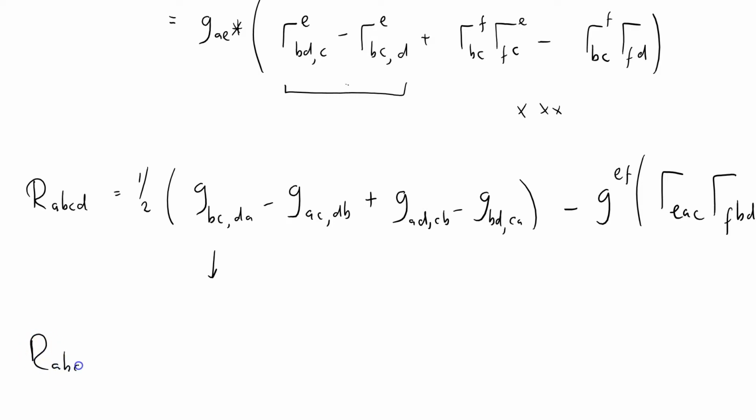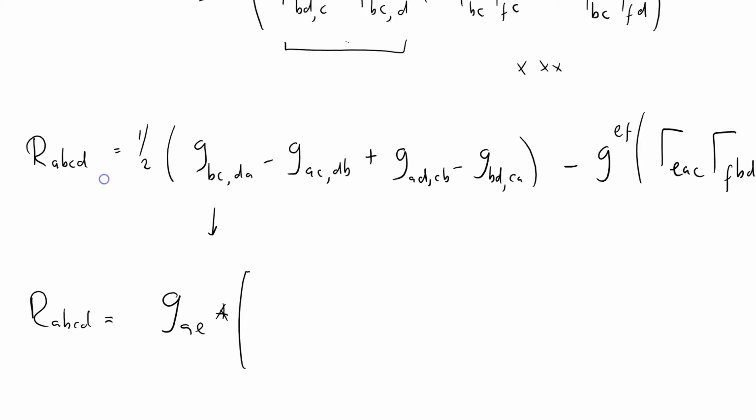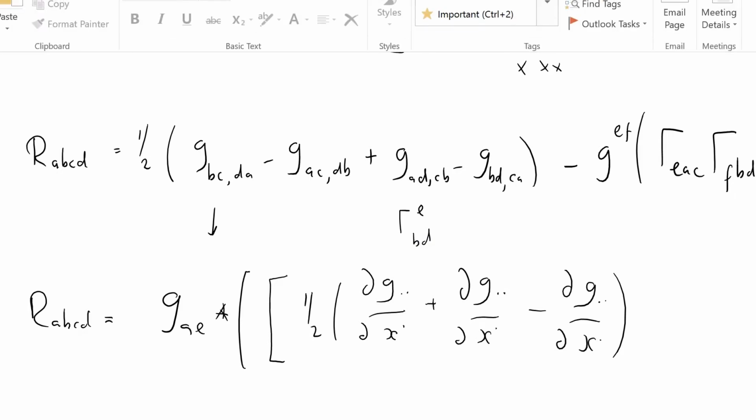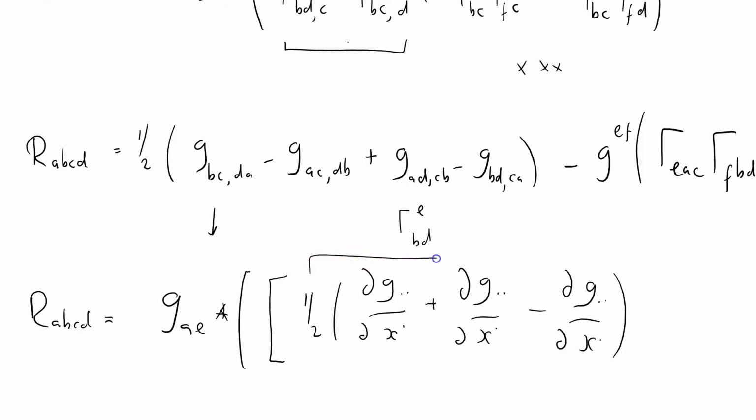So R_{abcd} equals, just read off this formula here, g_{ae} times this open bracket here, and I'll put the first term here, which is a half of ∂g by ∂x plus ∂g by ∂x minus ∂g by ∂x, and so on. This thing here is supposed to be Γ_{ebd}. I'll just mark that in red so I know what I'm doing. Just give me a second. Red. So this thing here, oops, that's supposed to be red. Let's try that again.